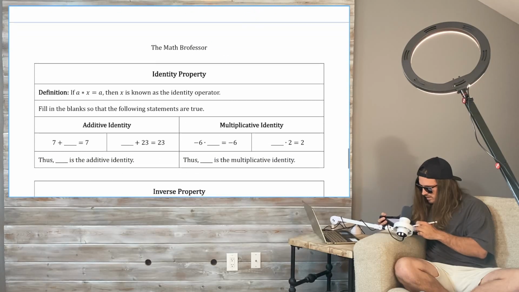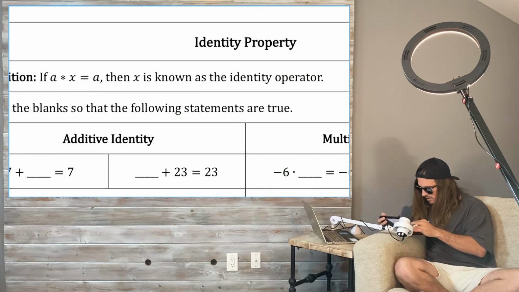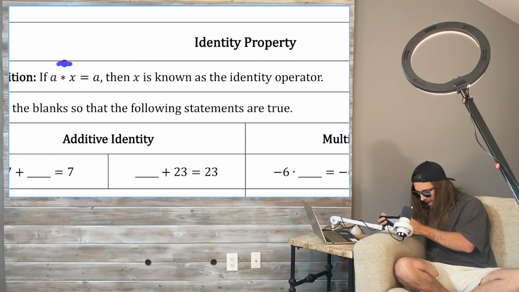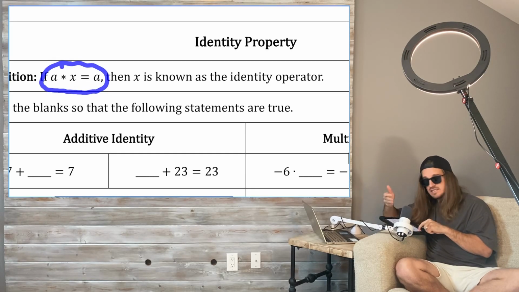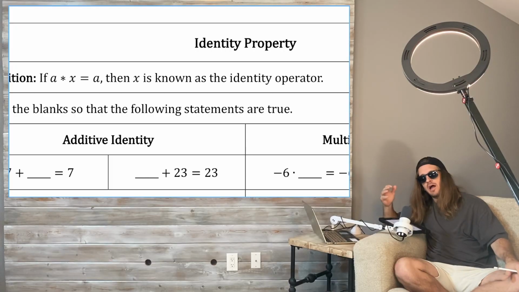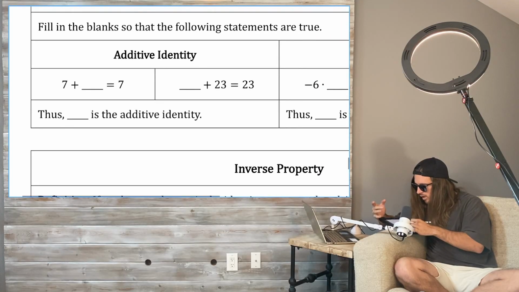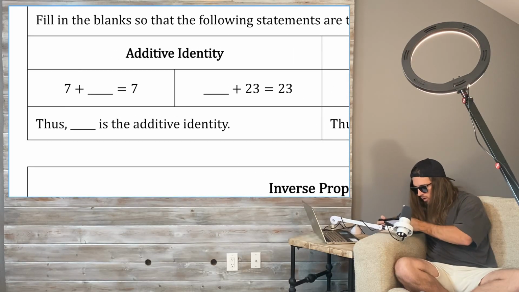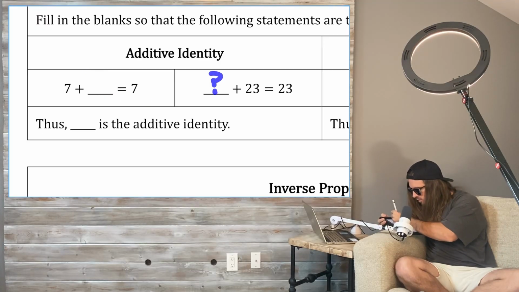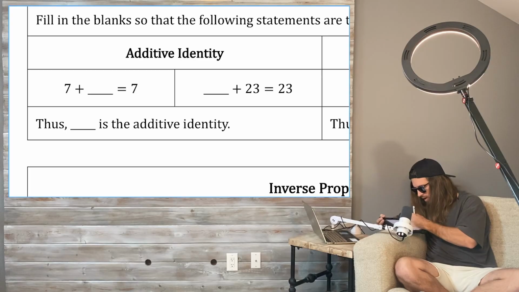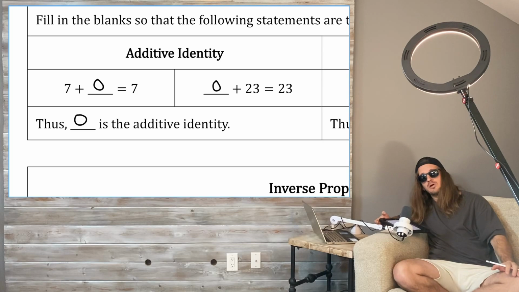All right. Let's go to the identity now. So if a times or a plus or a minus whatever, a operate x is a, then x is known as the identity operator, meaning it didn't change the problem at all. So what is that for addition? What is the additive identity? What do I need to add to 7 so that it remains a 7? Or what do I need to add to 23 so that it remains a 23? And the answer there, of course, is 0. 0 is the additive identity. Adding 0 won't change a thing.